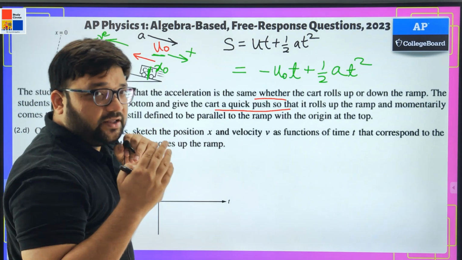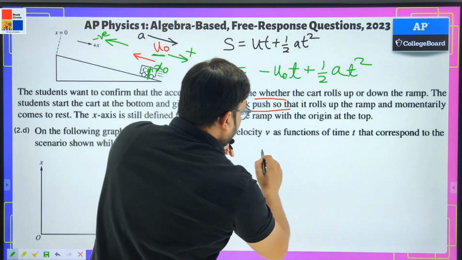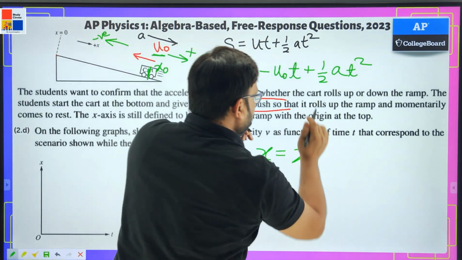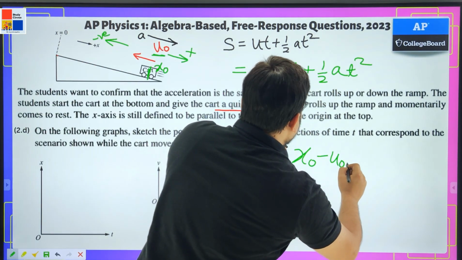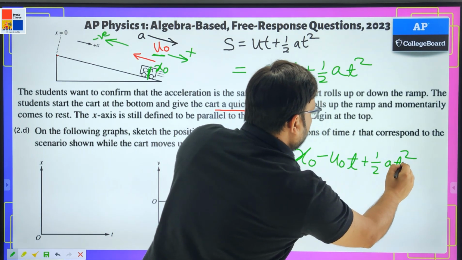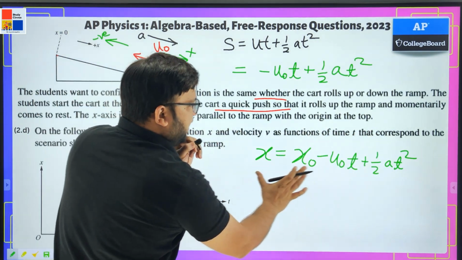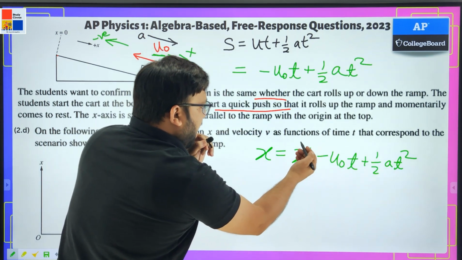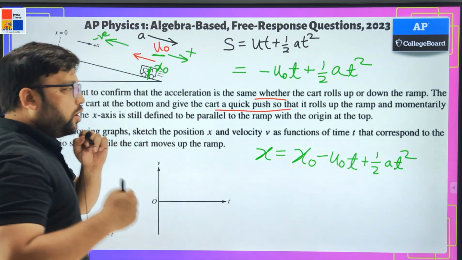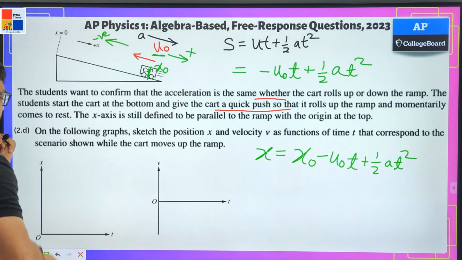If I have to find the position, I add the initial position. The initial position was x naught and this is the displacement. So initial position plus the displacement gives you the position at any given time t. This is the expression: the position at any given time t, given the cart has started from a position x naught and is being thrown upwards with a speed u naught, right? So basically I have to make the plot of this for this graph here, x versus t.